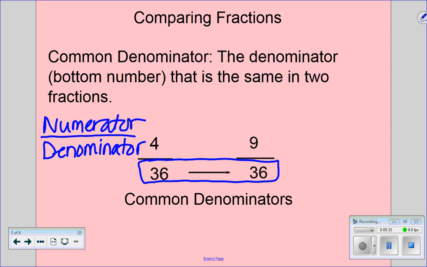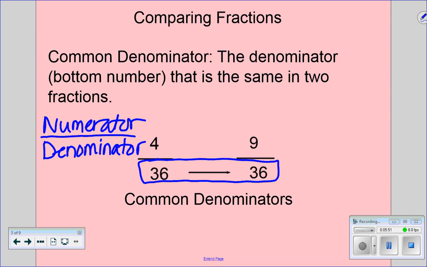which one has more pie left over? Well, the 9 out of the 36. You have to have the same denominator. If you don't, you can't compare the pies, if you know what I mean. The pies have to be comparable to be able to look at the numerator to see what is bigger or smaller.